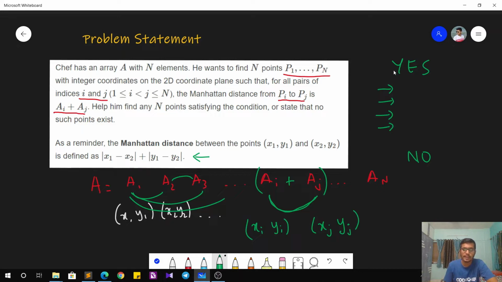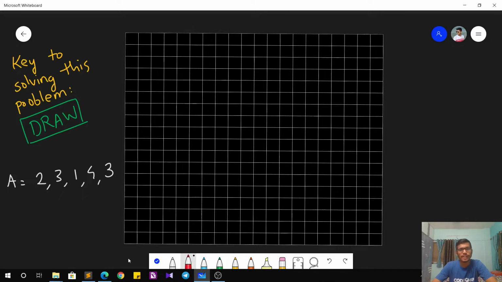So if an answer exists, you have to print yes and then output n different points, that is point 1, point 2, up to point n. If not, you have to just simply print no. So the question is pretty clear. Now let's move towards the solution approach.